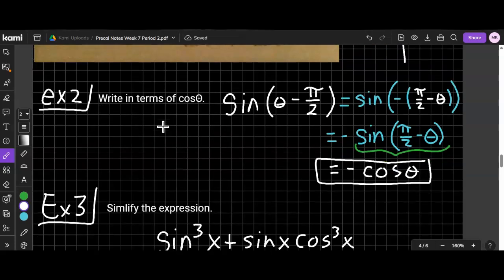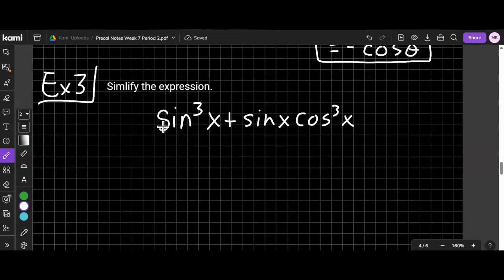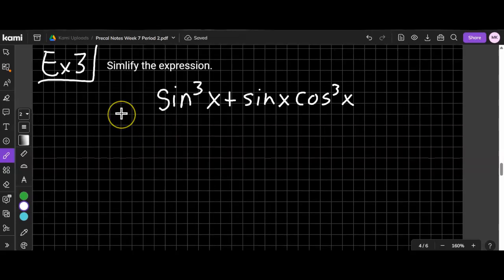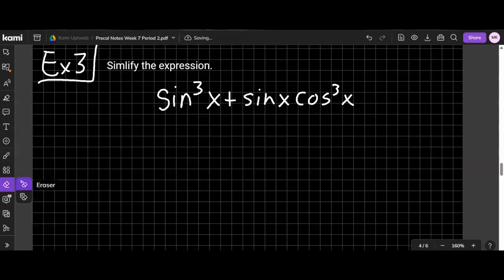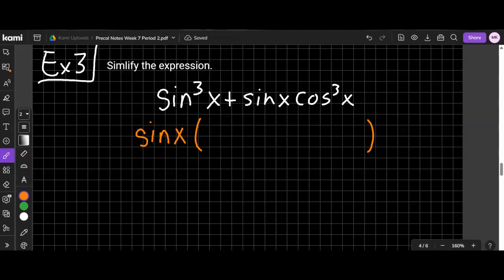Another example, simplifying the expression. This one's going to be fun. What do you notice? When you look at this function, what patterns do you see? Because I see that this here and this here have a sine in common. So we should factor that. So let's rewrite that with that sine factored out. So pulling a sine out of sine cubed means we have two sines left over. So we'll have sine of x times that sine squared left over.